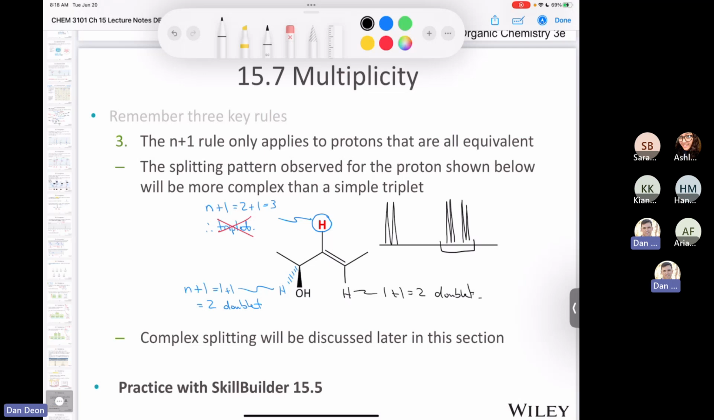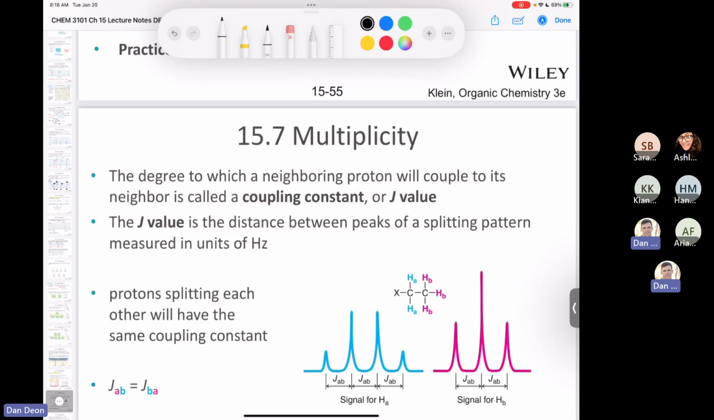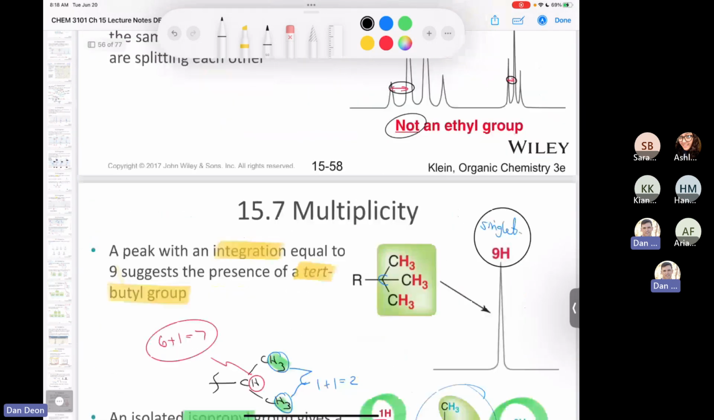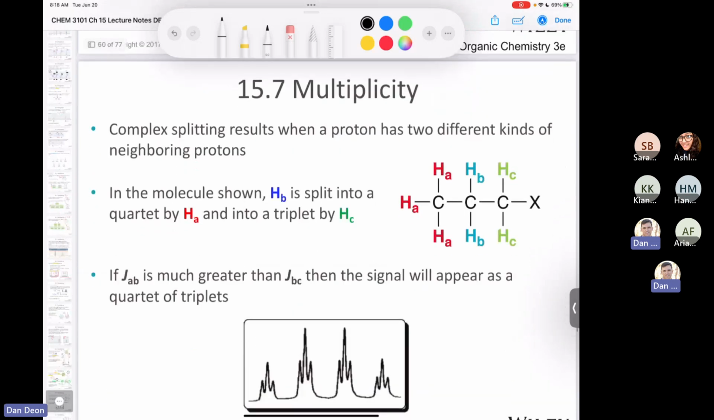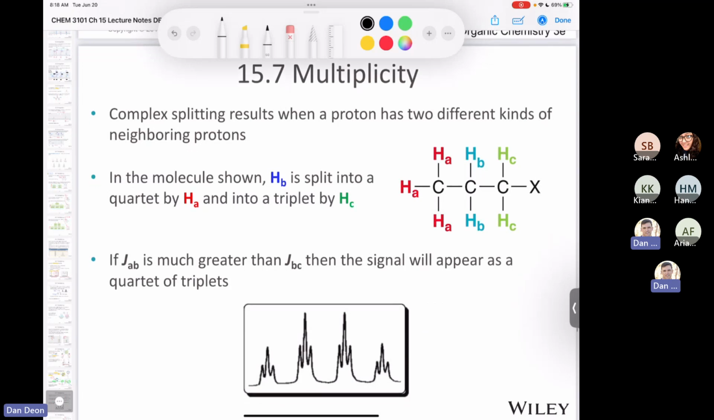And I might not be doing the best job at explaining this, so let me show you a very specific example here. Let's move on and cover these few slides that we didn't look at. So here's a very specific example that's shown in our textbook that will help us understand the whole idea of complex splitting. Complex splitting, again, results when a proton is split by two different kinds of neighboring protons.